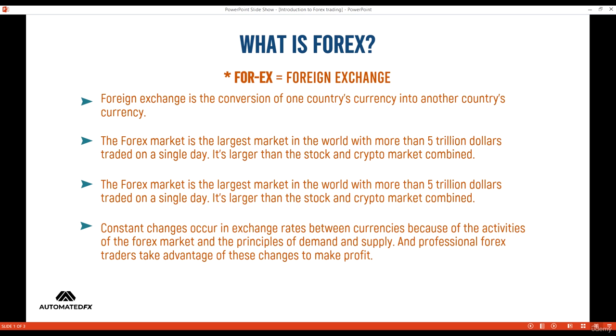Now, the Forex market is by far the largest market in the world, with more than $5 trillion traded on a single day. This Forex market is larger than the stock market and the cryptocurrency market combined. The market is a 24-hour market, going on for 24 hours in a day and for 5 days in a week. So these are some of the things you need to know about the Forex market.